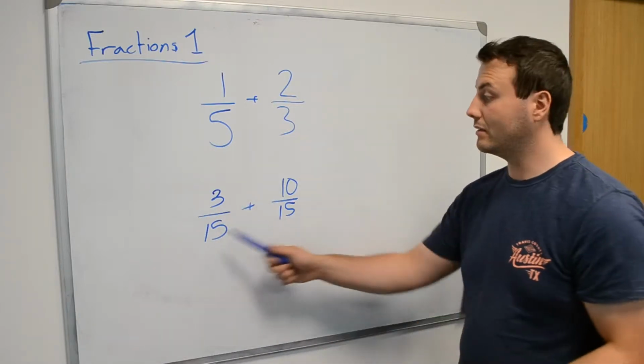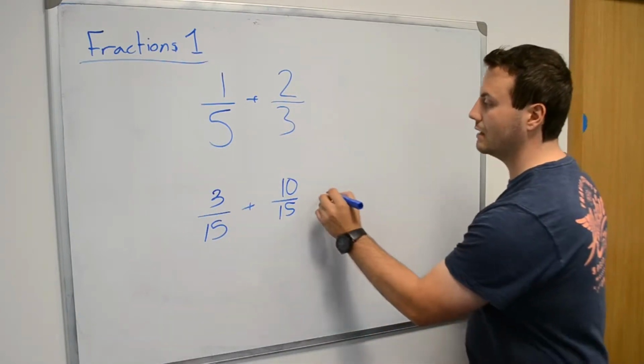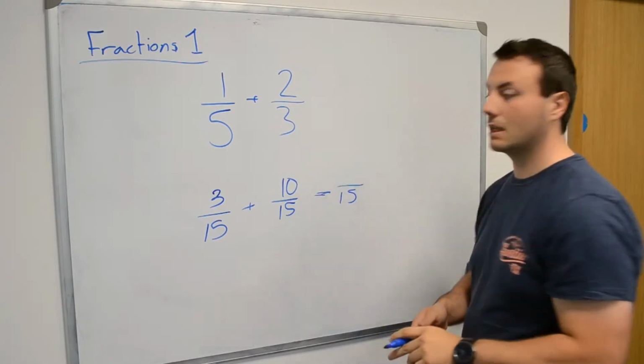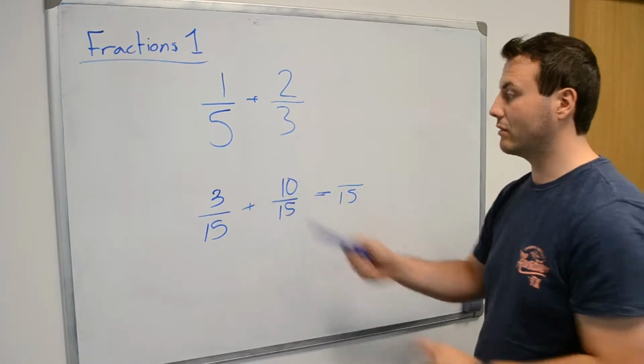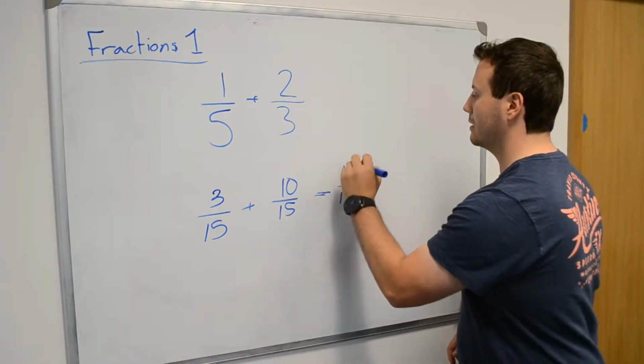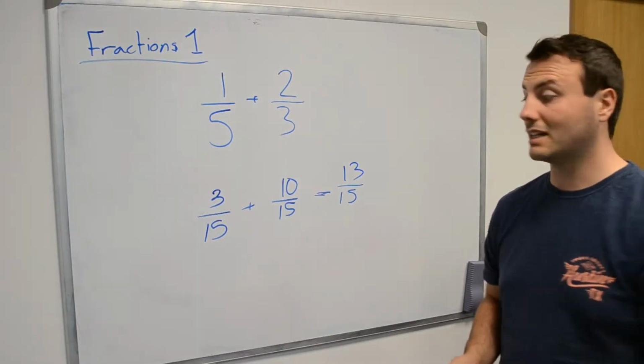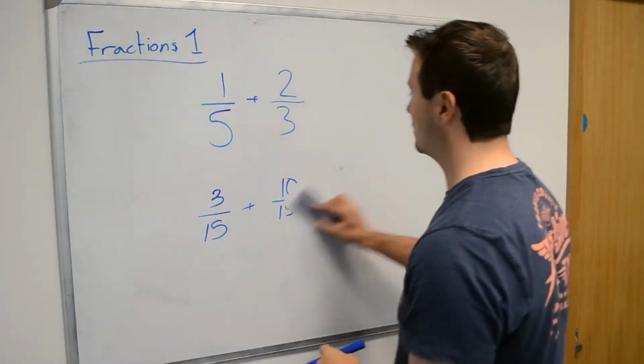Now that both are in the same denominator base, they can be added together. And you just add the tops together. 3 plus 10 gives you 13. And this works exactly the same way for subtraction as well.